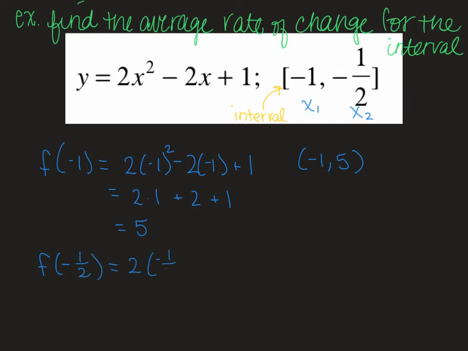So we have 2 times negative 1/2 squared minus 2 times negative 1/2 plus 1. So when you square a fraction, you square the top and you square the denominator. So this is really going to be 2 times 1/4 plus, and we have 2 times 1/2, which is 1, plus 1. So that's 1/2 plus 1 plus 1, so that's 2.5. I'm just going to leave that as a decimal.